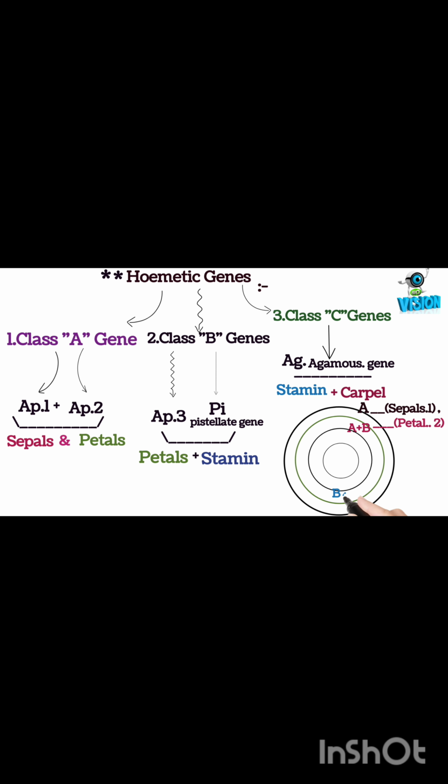Here on the third whorl, B gene interacts with C to control and form stamen. Now C expresses individually and forms what we call carpel of the flower. Now we understood homeotic genes act as key genes for flower development.